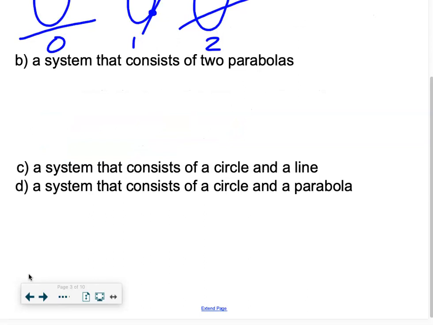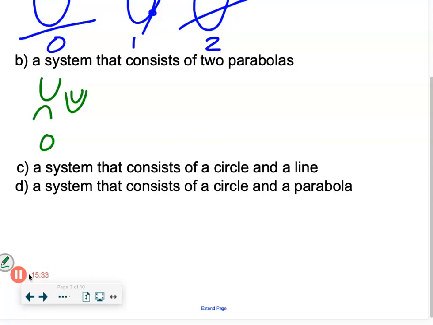Group B had 2 parabolas. What's the lowest number of solutions you can have with 2 parabolas? 0. I love that. Okay. If they're not touching, right? And they don't have to be opposite. You could have one inside the other, and that's okay. You still have 0. All right. What else? Can you have 1?